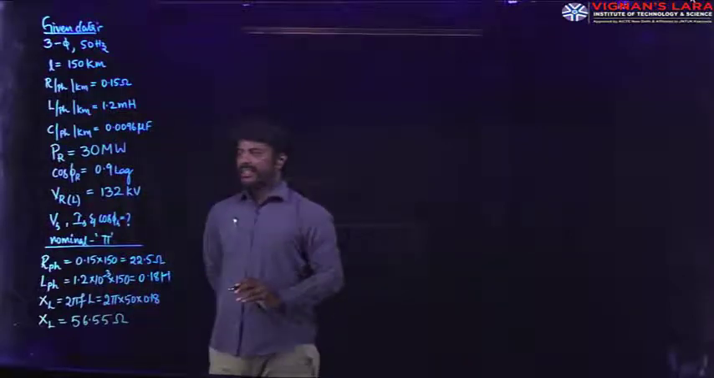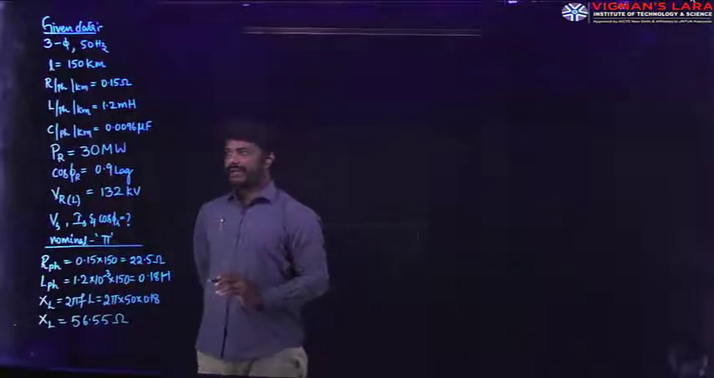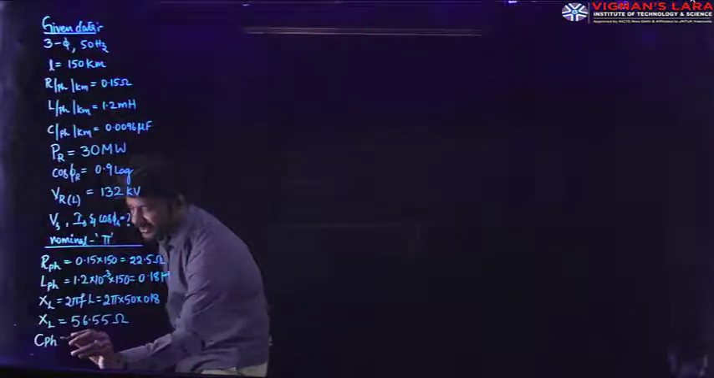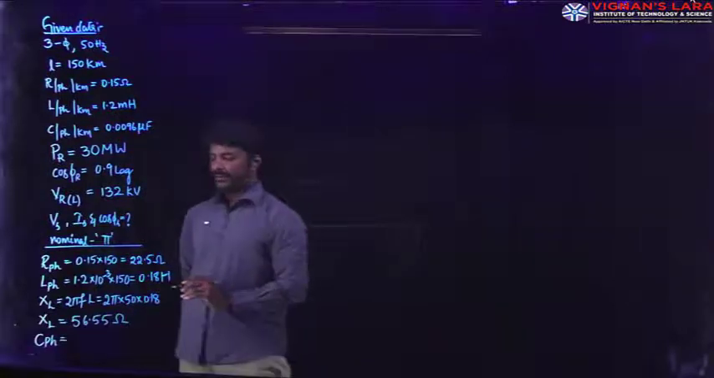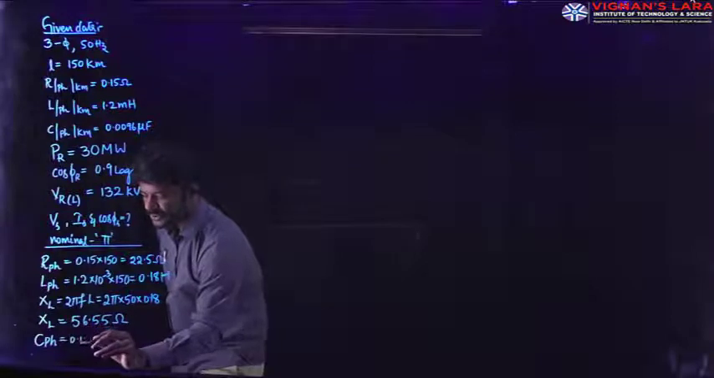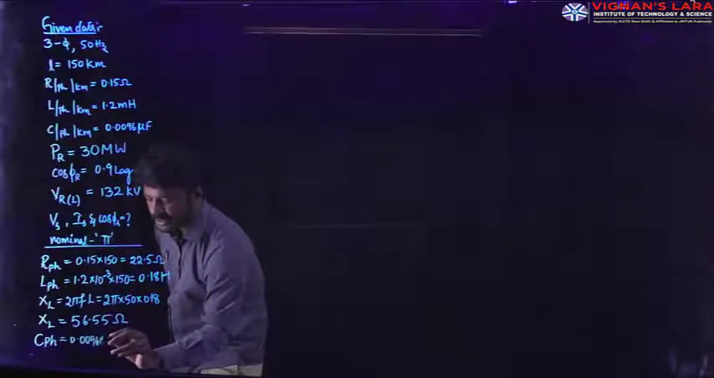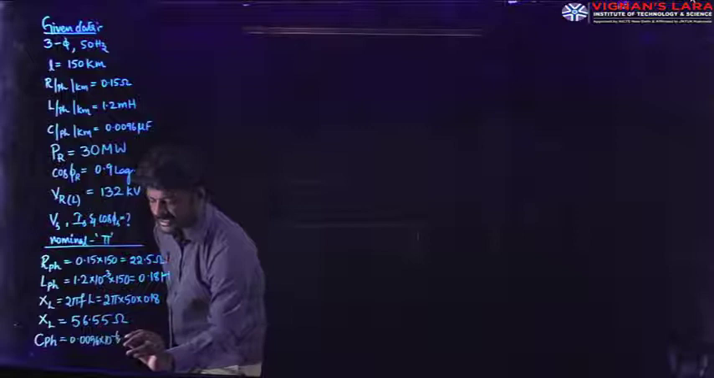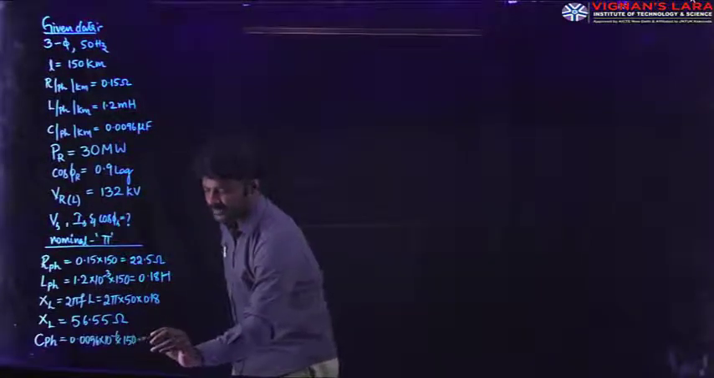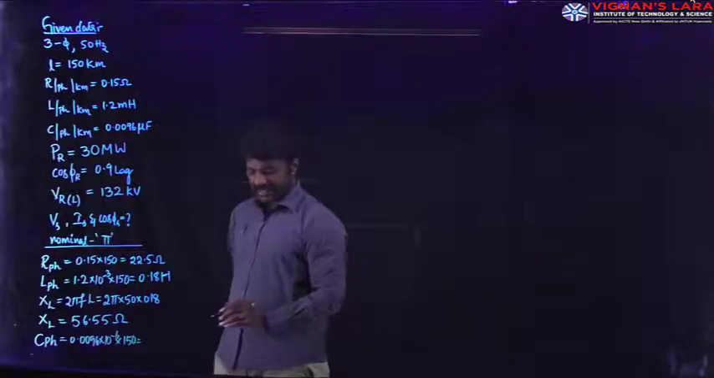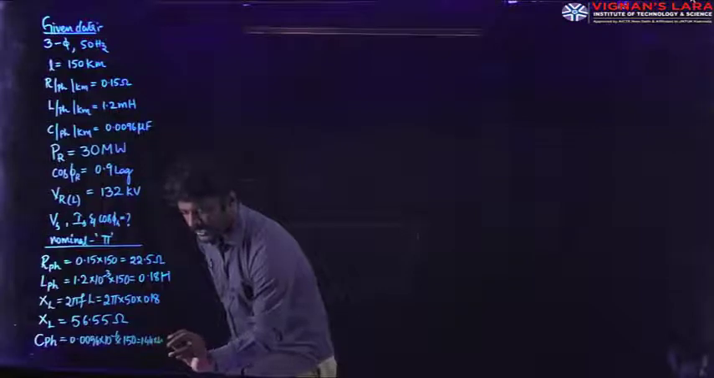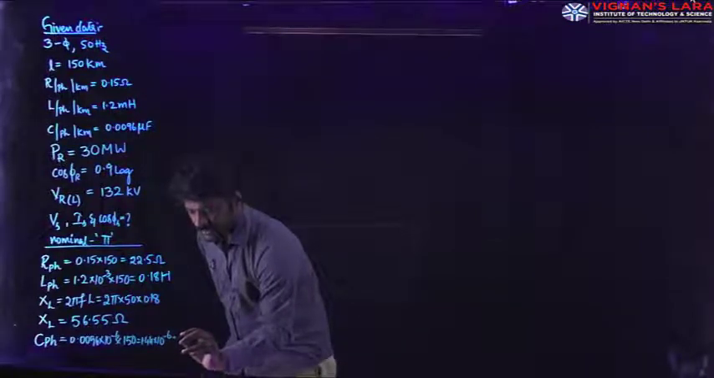In the same way, we have to calculate the admittance part also. To calculate that, first let me calculate the entire capacitance for the length of 150 kilometers, which is 0.0096 times 10 power minus 6 multiplied by 150 kilometers. Then the entire capacitance is 1.44 times 10 power minus 6 farads.